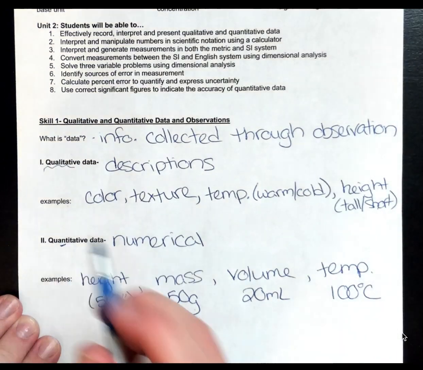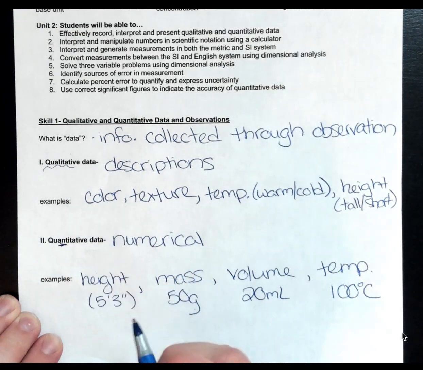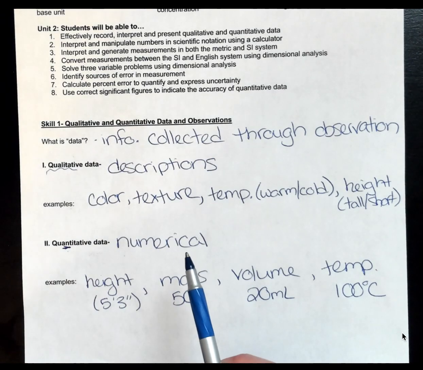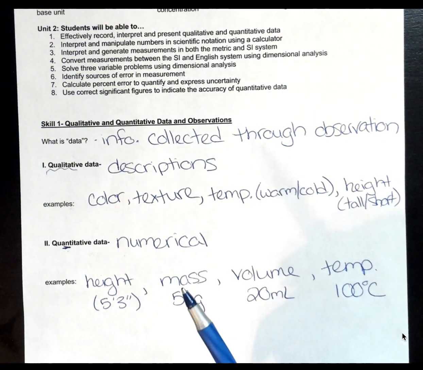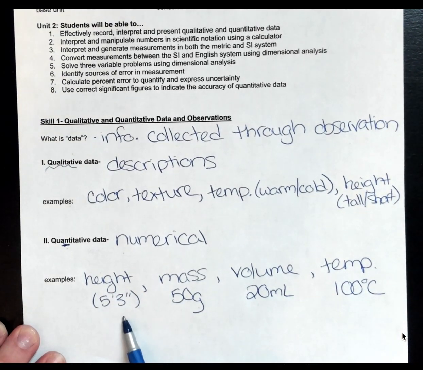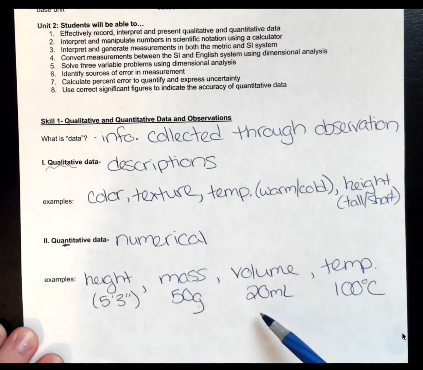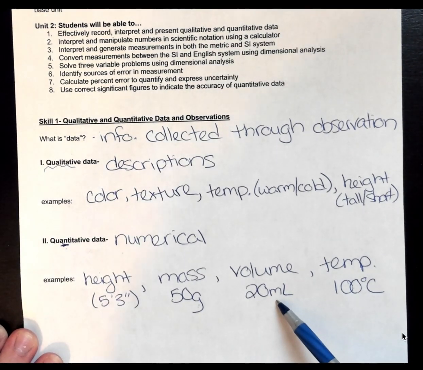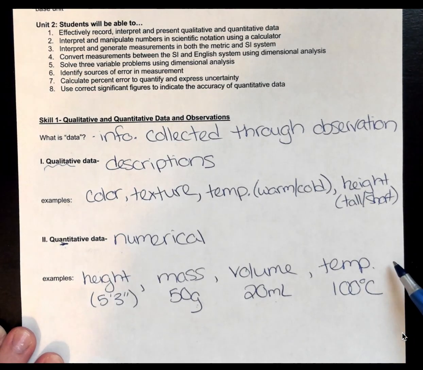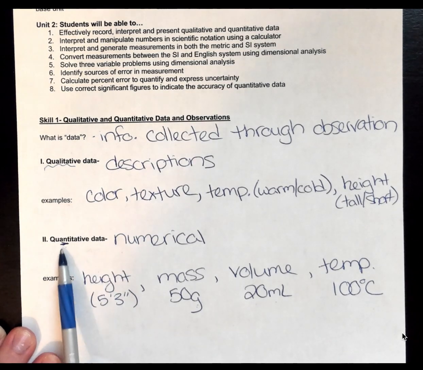Now, the second we add any numbers into that, we have what we call quantitative data. I like to underline the N, like N for numbers, or quantitative, people think quantities, which also means numbers, obviously. So examples, we could say height, I am 5'3", or mass, I have 50 grams of salt. There is 20 milliliters of water in this graduated cylinder for volume, or the boiling point of water is 100 degrees Celsius. So all of these numbers are examples of quantitative data.